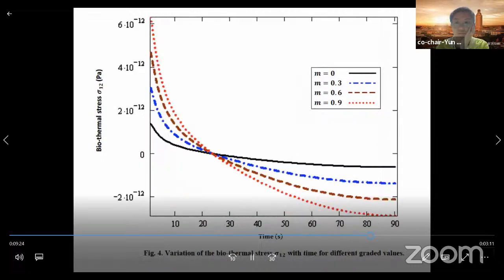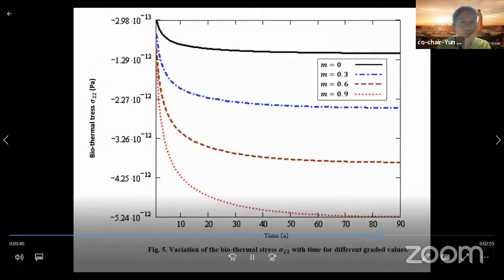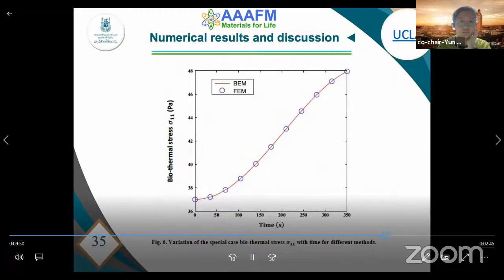Also here, this black means homogeneous, and these are for functionally graded material: graded parameter 0.3, graded parameter 0.6, 0.9. Also here, black for the homogeneous case, and these other cases for functionally graded materials. In order to verify our results and our technique, we compare our.